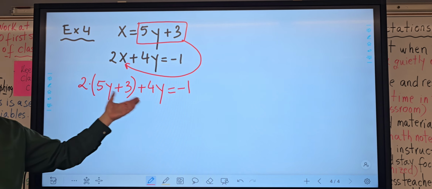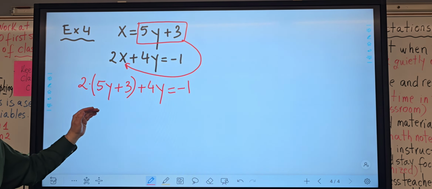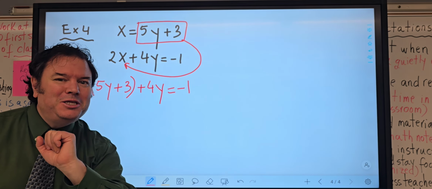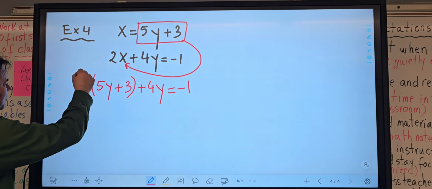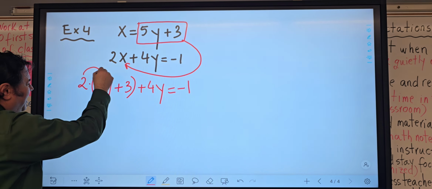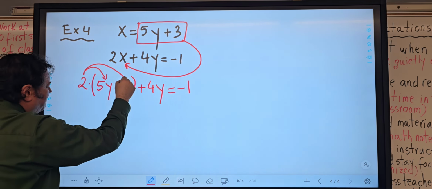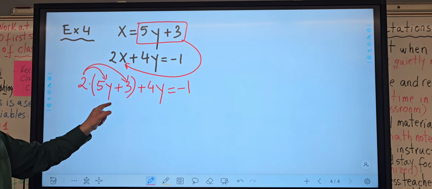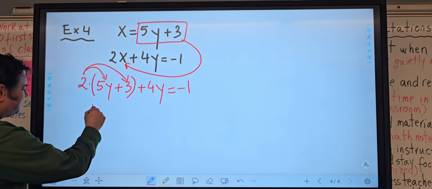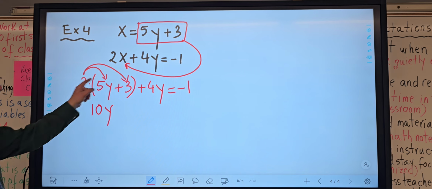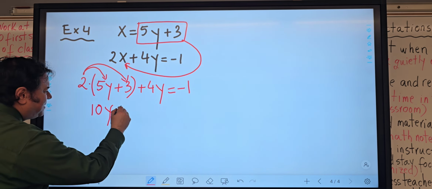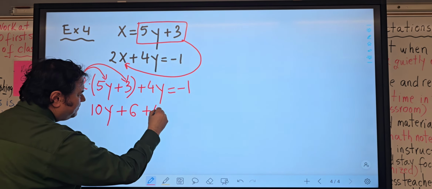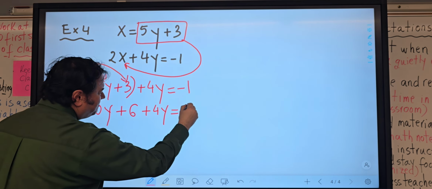Again, it's a little bit complicated equation, but that's okay because we are experts in using the distributive property. So we are going to distribute the 2 over 5y and distribute the 2 over 3. And let's see what's going to happen. 2 times 5 becomes 10y. 2 times 3, 6. Plus 6. Plus 4y equals negative 1.